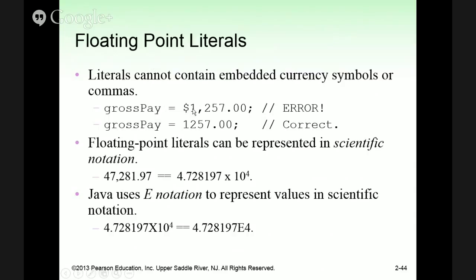Floating point literals cannot store other special characters. They cannot store commas or dollar signs or anything else. The only thing they can store is digits and decimal points, and they can only store 1 decimal point each. Okay, you can't have more than 1 decimal point.